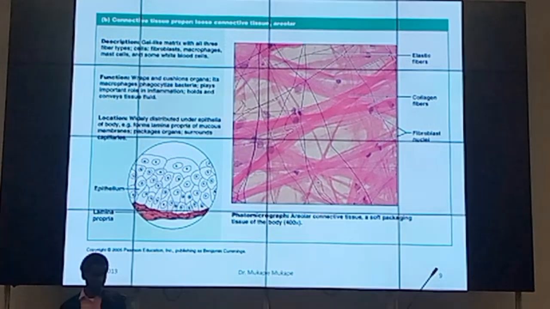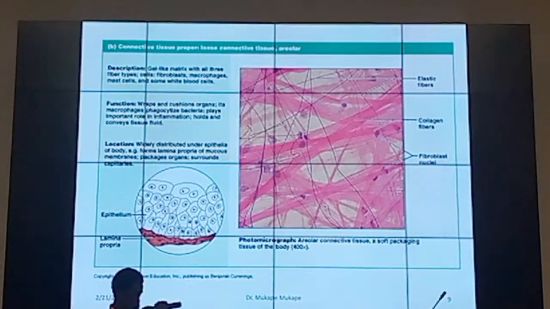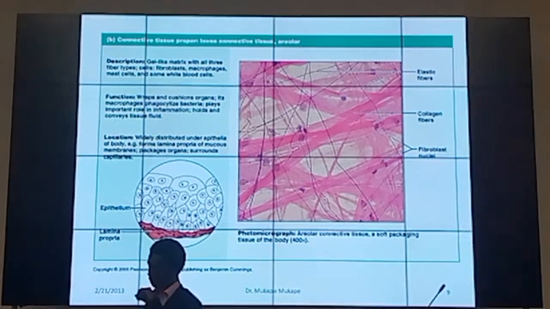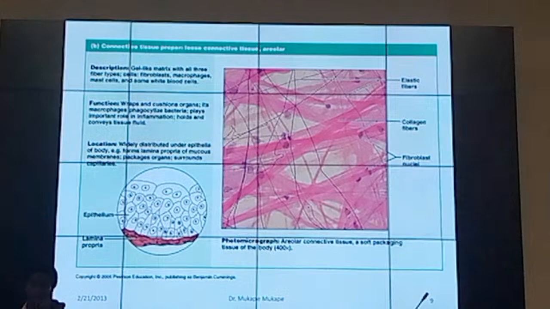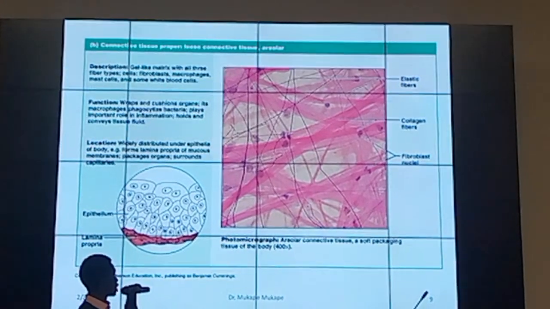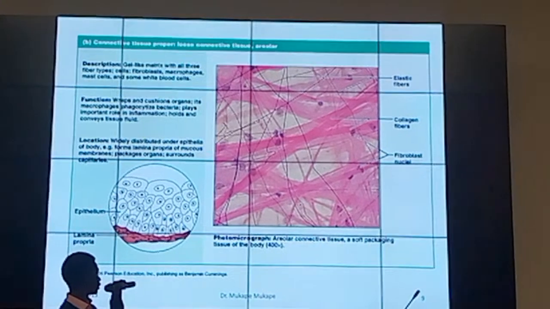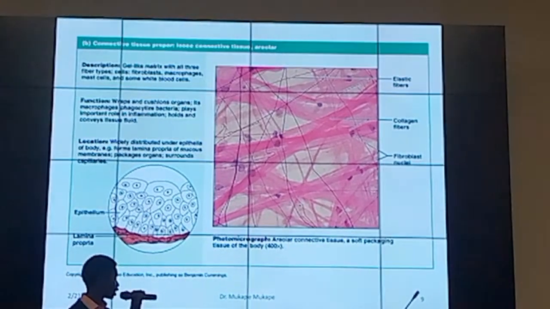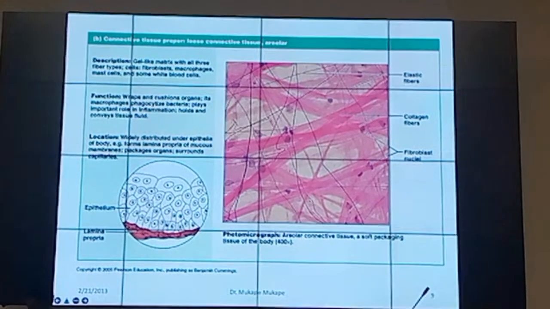Loose connective tissue. What do we mean by loose connective tissue? It's on the soft side, it's not hard, it's not dense. It has almost an equal proportion of cells and extracellular matrix, the protein fibers as well as the ground substance. We can see the various cells there, and all the fibers will be there: collagen, elastic, reticular as well. But mostly collagen predominates.